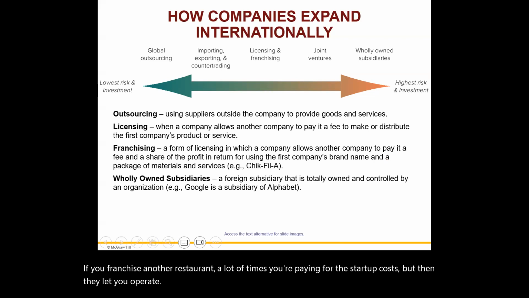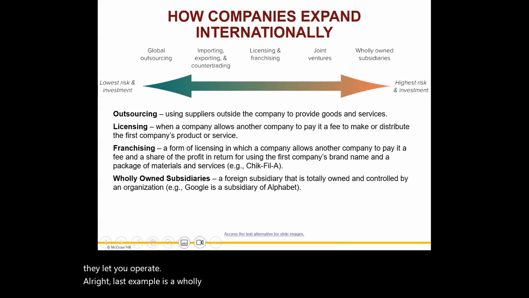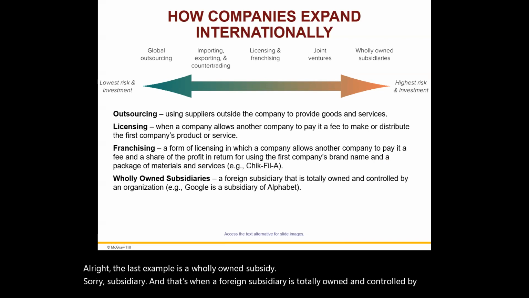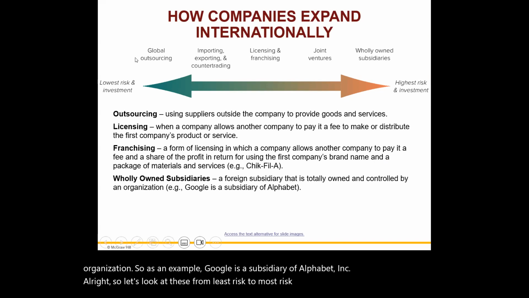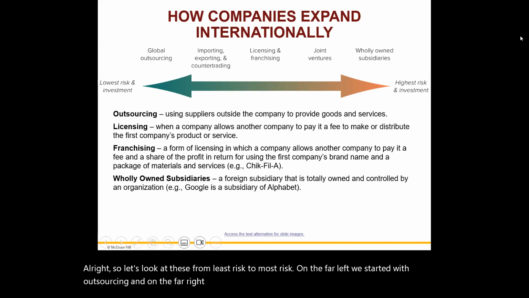All right. The last example is a wholly owned subsidiary. And that's when a foreign subsidiary is totally owned and controlled by an organization. So as an example, Google is a subsidiary of Alphabet Inc. All right, so let's look at these from least risk to most risk. On the far left, we started with outsourcing, and on the far right, we have wholly owned subsidiaries.